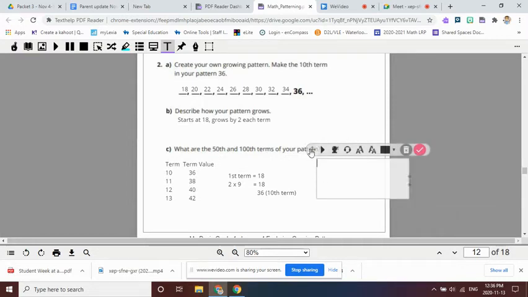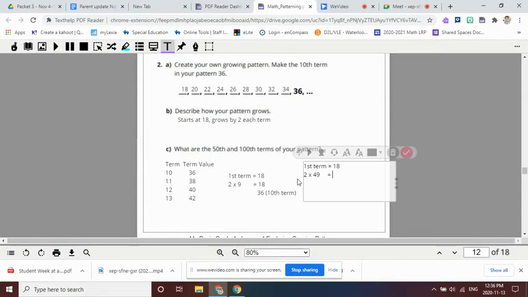So let's do something else. Let's go for the 50th term. Same thing. If I know my first term is 18, and I know I'll need 49 more terms to get to 50. I know that each of those 49 terms are just going to be adding 2. So it's 49 groups of 2. And let's do this mental math in my head.